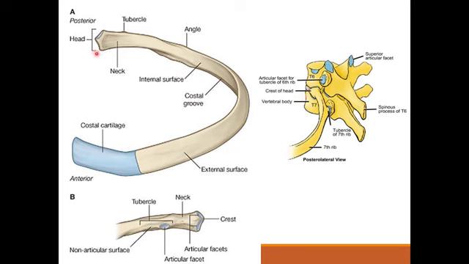هذا posterior expanded end اللي هو الhead. After the head there is a small constriction. This is called the neck, and then there is an elevation in the bone called the tubercle.